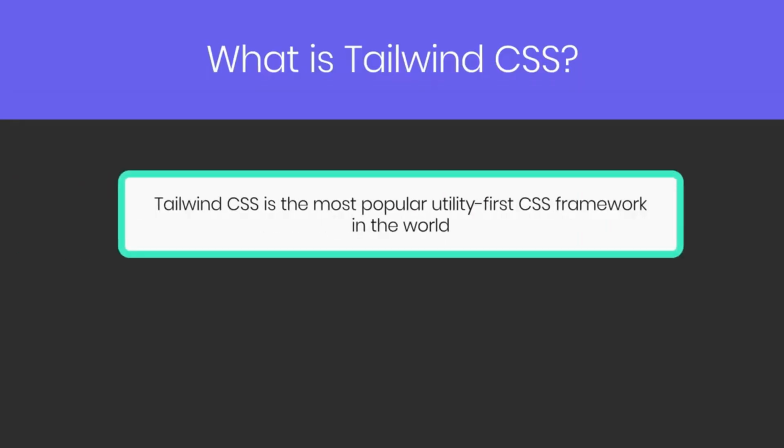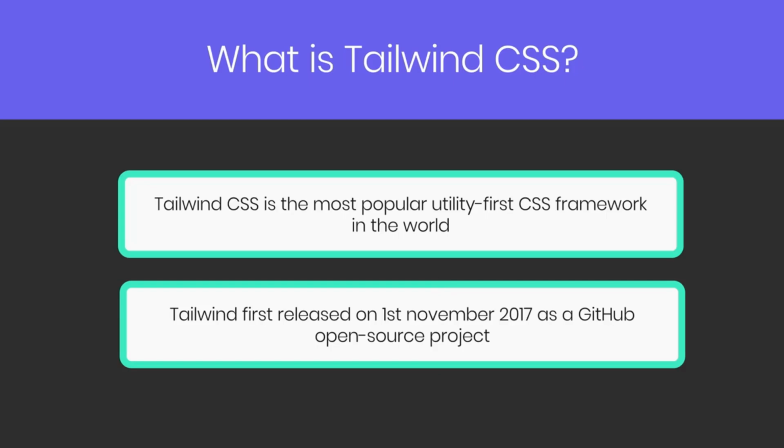So what is Tailwind CSS? Tailwind CSS is the most popular utility-first CSS framework in the world for rapidly building custom user interfaces for the web. Tailwind was released on 1st November 2017 on GitHub as an open source project. By the beginning of August 2020, it is estimated that it was downloaded over 10 million times, making it one of the most rapidly growing CSS frameworks in the world at the time.